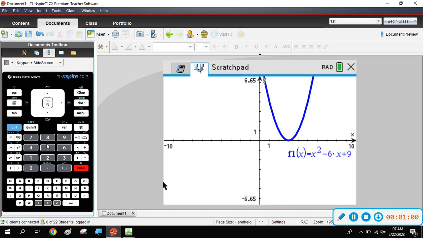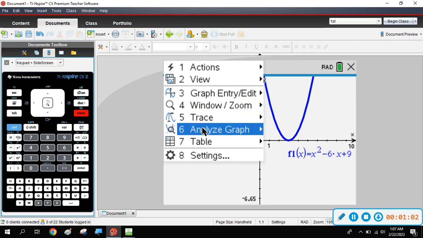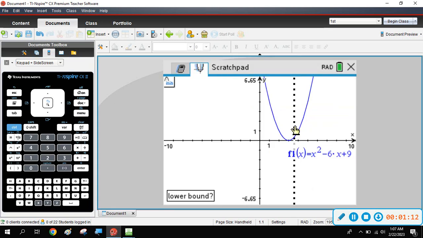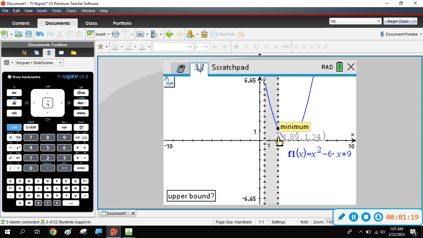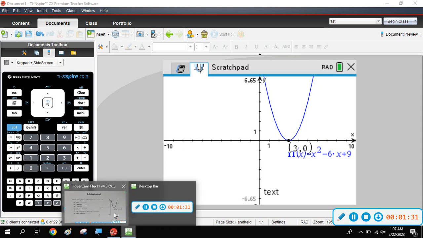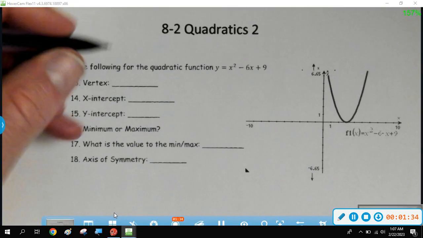So remember from the last section, how do we get it? It's going to be menu, analyze graph, and we're looking for the vertex. And remember, the vertex this time is the lowest point on the graph, making it a minimum. All right, lower bound. The lower bound has to be to the left. Click enter. Now it's going to be asking me for the upper bound, and the upper bound is going to be to the right of the vertex. And once you click enter, it'll give you the value of it. It's 3, 0. That is the value for my vertex. I'm going to go ahead and write it in, 3, 0.